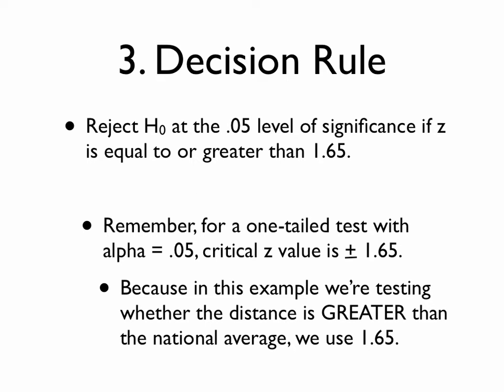So now we set aside the decision rule. Again, this is going to be slightly changed, given that we're doing a one-tailed test. So here, we're going to reject the null hypothesis at the 0.05 level of significance. We're still testing at the 0.05 level. If z is equal to or greater than 1.65.